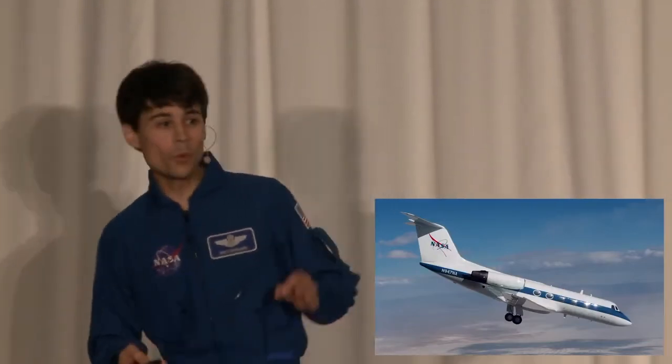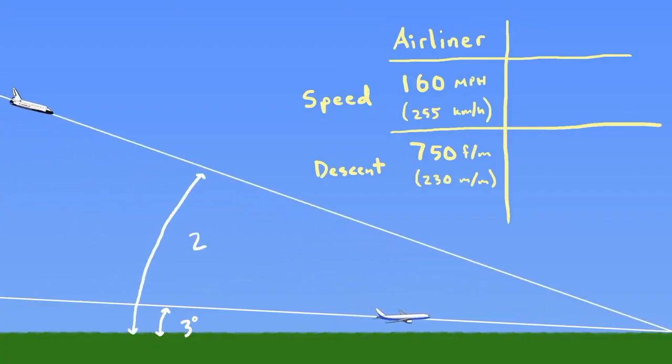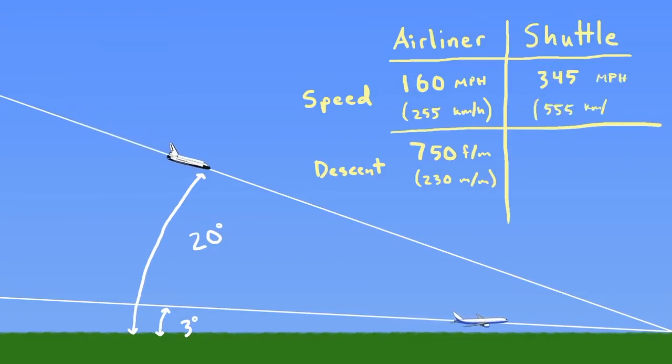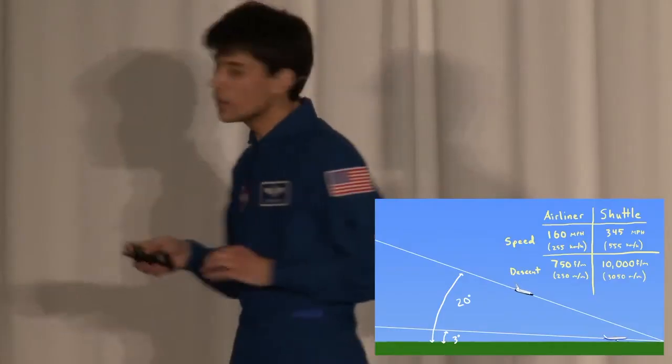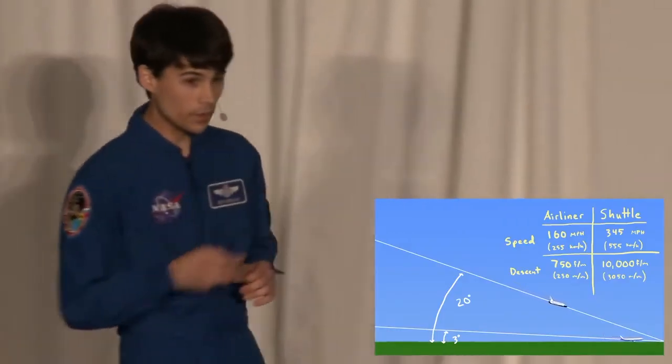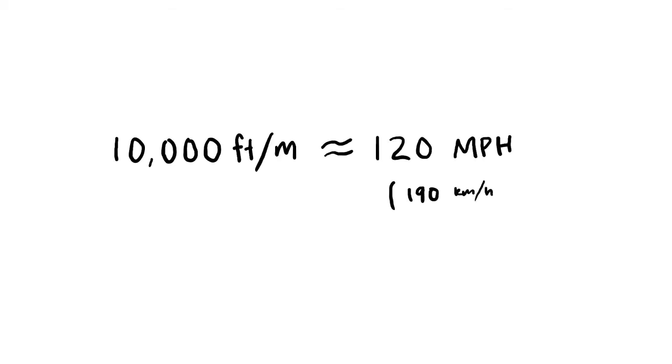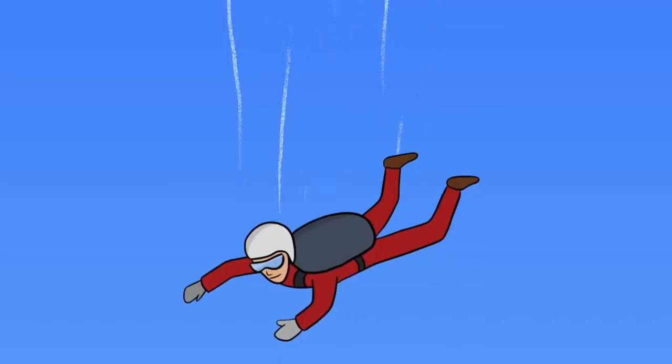So we're going to need a bit more brick-friendly glide slope of 20 degrees, flown at 345 miles an hour, with a descent rate over 10,000 feet per minute. To give you some context of how fast a descent rate that is, 10,000 feet per minute is about 120 miles an hour. That's terminal velocity for a skydiver in free fall.